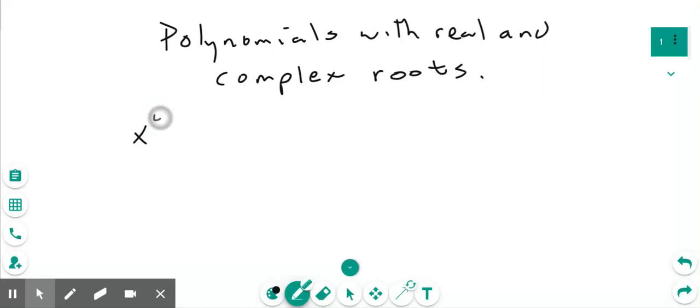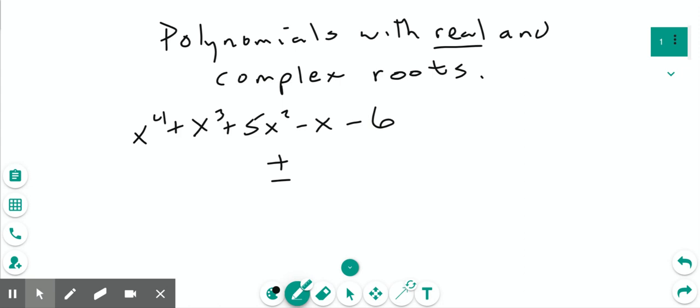We've got x to the fourth plus x to the third plus 5x squared minus x minus 6. So the first thing we want to do is figure out what the possible real roots are. So we'll take care of the real roots first. So factors of 6 over factors of 1, we'll get plus or minus 1, plus or minus 2, plus or minus 3, and plus or minus 6.